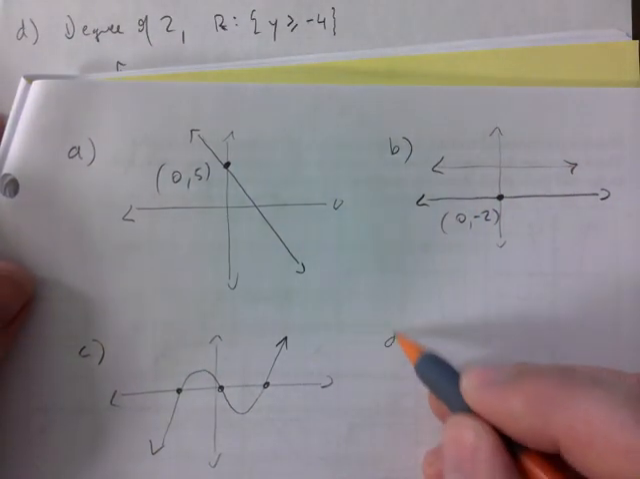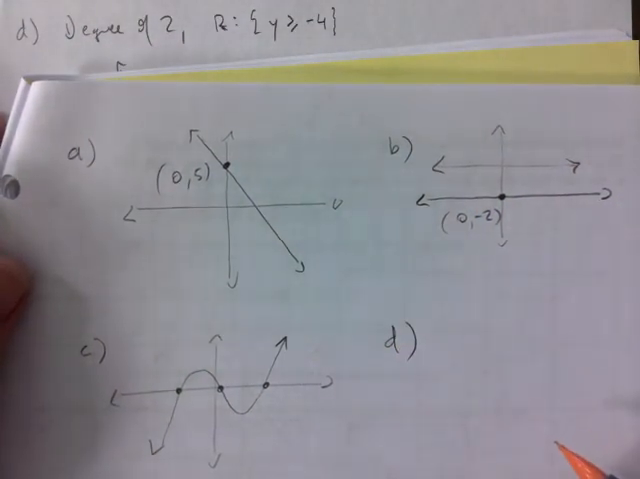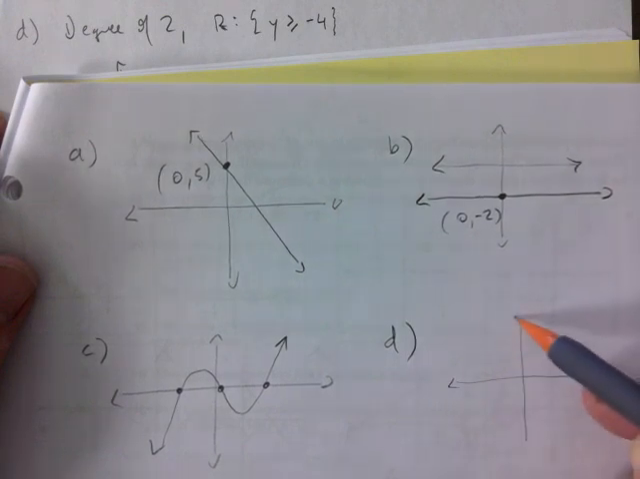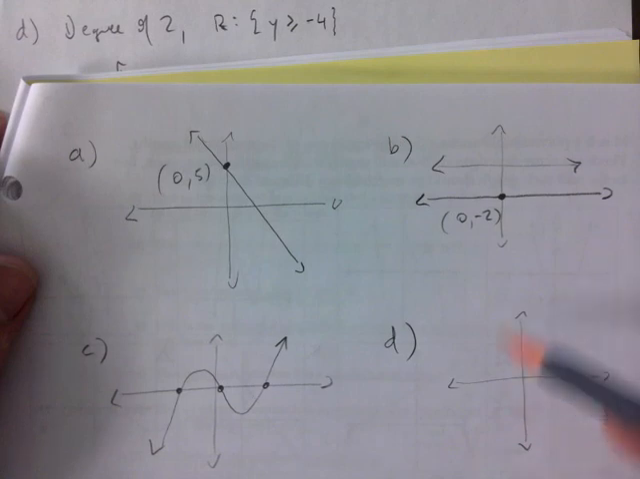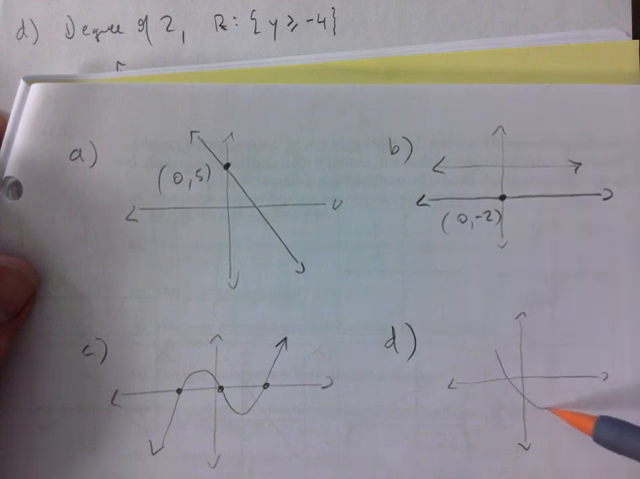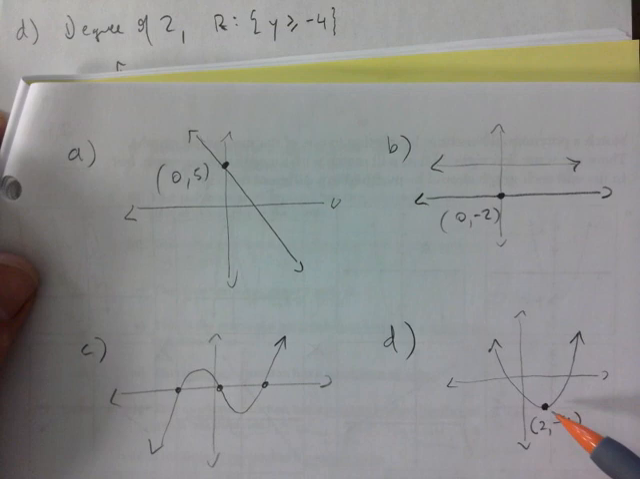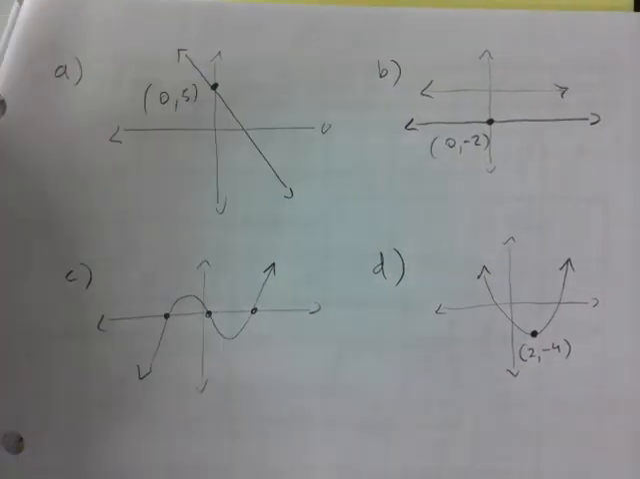Degree of 2. Range is greater than or equal to negative 4. So that tells me, if it's greater than, that it's pointing up. So my vertex is going to be somewhere at negative 4. So it doesn't matter how you do it, just make sure that this is something. So this would be (2, -4), let's say. That point right there, the vertex is at negative 4.